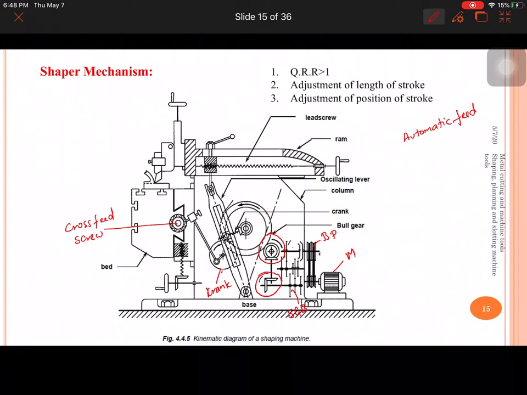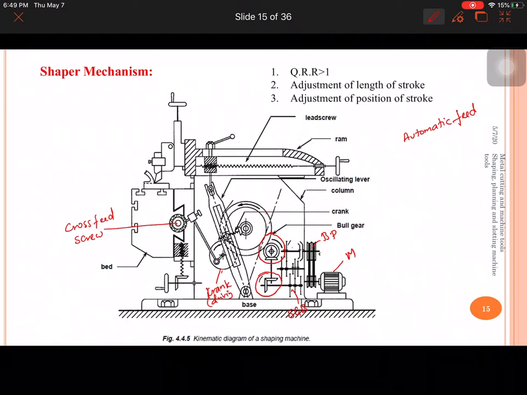So what happens here? Once this bull gear rotates, then this crank or driving disc rotates, and this driving disc transfers the motion to this connecting rod, and this connecting rod transfers the motion to the ratchet. But this ratchet is oscillating only for one half of the rotation in the clockwise direction, and for the remaining half in the anti-clockwise direction. When it is moving in the anti-clockwise direction, only then it transfers the motion to the shaft of the cross feed screw. Then the table is going to have a feed motion.